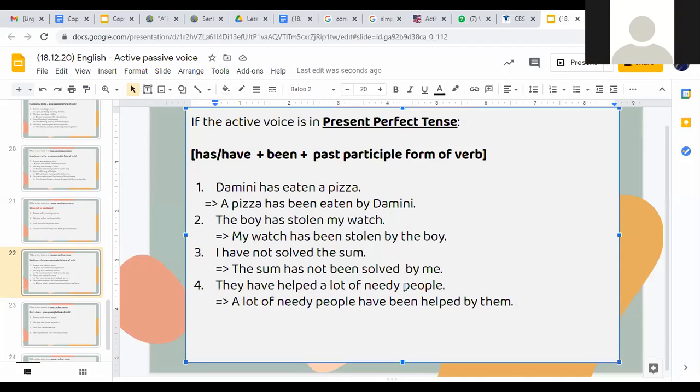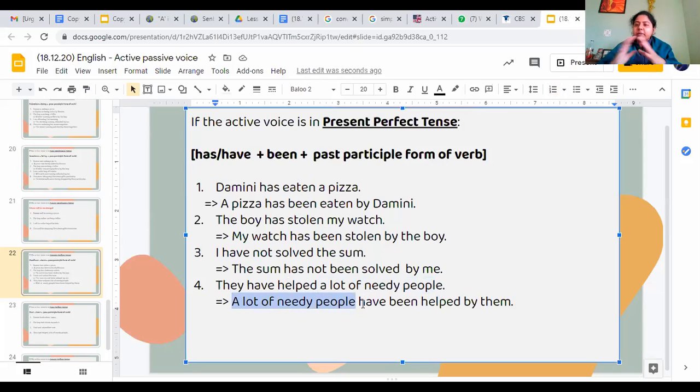A lot of needy people. So see, you will think the object is just people, right? Helping whom? The people. But then where will a lot of needy go? People of what kind? Needy people. How many people? How many needy people? A lot of needy people. So I will count the whole thing as my object. This becomes my object, a lot of needy people. Then I'll follow the same steps.